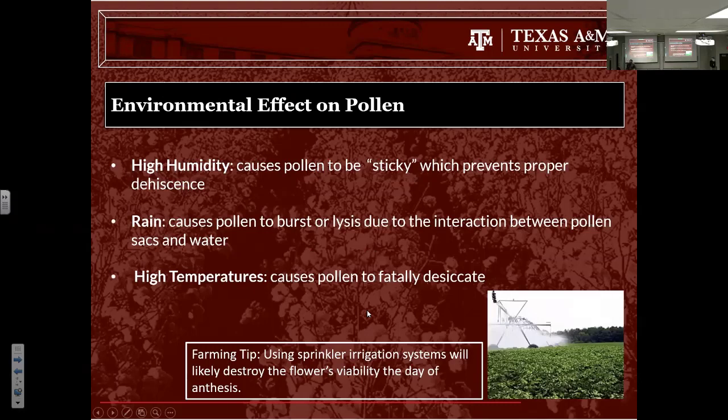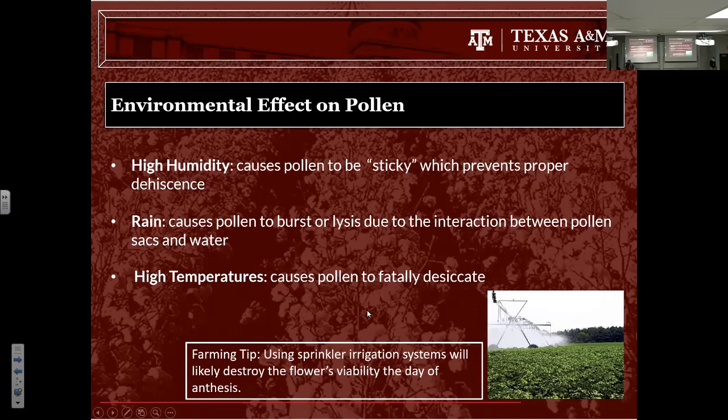So environmental effects on pollen: high humidity is a big one, only because it causes the pollen to become sticky, is a way of saying it, and it prevents proper dehiscence, so the pollen's not able to move around or be moved by insects as it normally would be. Rain, as I mentioned earlier, has a problem. If it comes in contact with the pollen sacs, it will lyse or burst. And high temperatures can also dehydrate the pollen, and that makes the pollen fatally destructive.